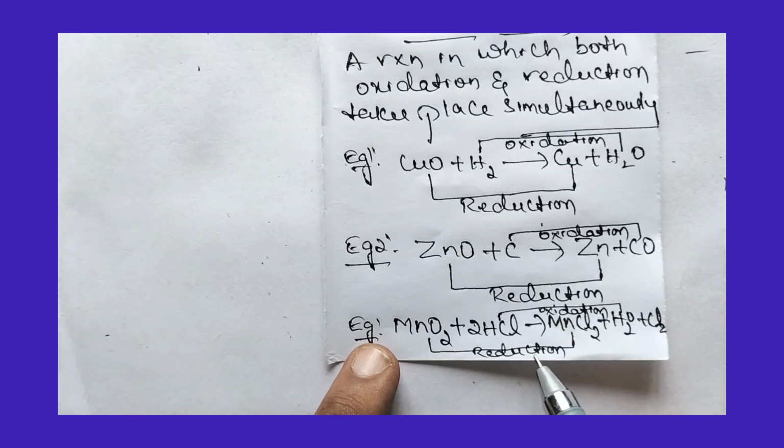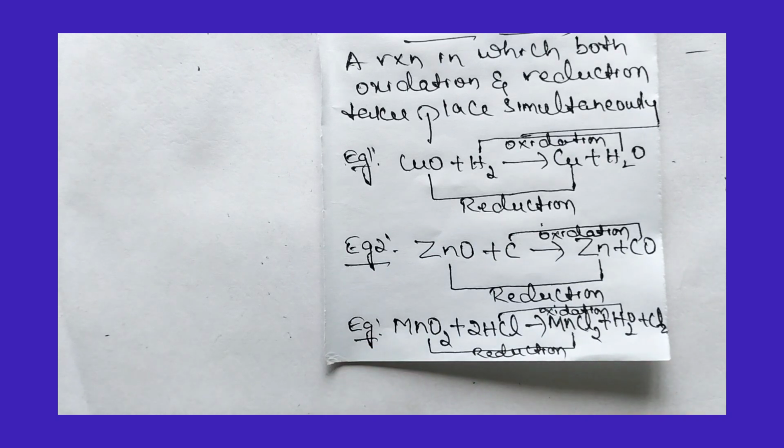So both reduction and oxidation is taking place simultaneously. Therefore, such a reaction is called redox reaction. A reaction in which both oxidation and reduction is taking place simultaneously, then such a reaction is called redox reaction.